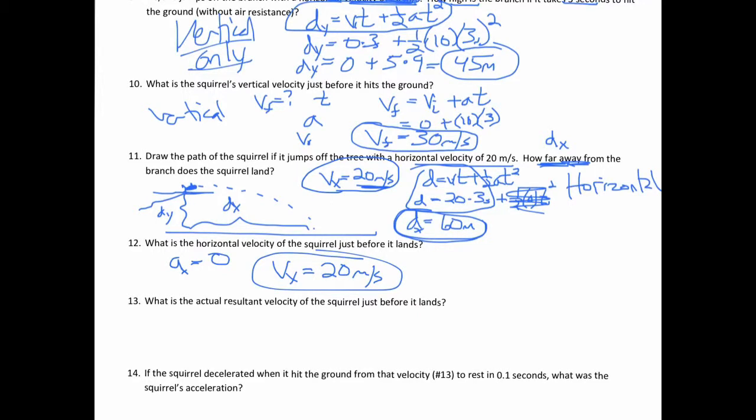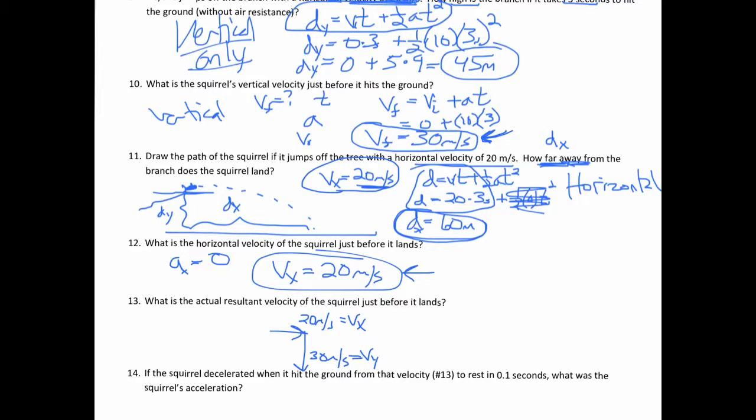Alright, 13. What is the actual resultant velocity of the squirrel just before it lands? Now it's talking about resultants, so let's think about this. This squirrel, right before it lands, has a velocity of 20 meters per second this way, and a velocity of 30 meters per second downward, right? This is Vx, this is Vy. I did not draw that to scale at all, but please forgive me. Let's shorten this up a little bit. There we go. That's better. I've already found my horizontal velocity, still 20. Vertical velocity I found up here, 30 meters per second. So at the same time, it's doing both of those.